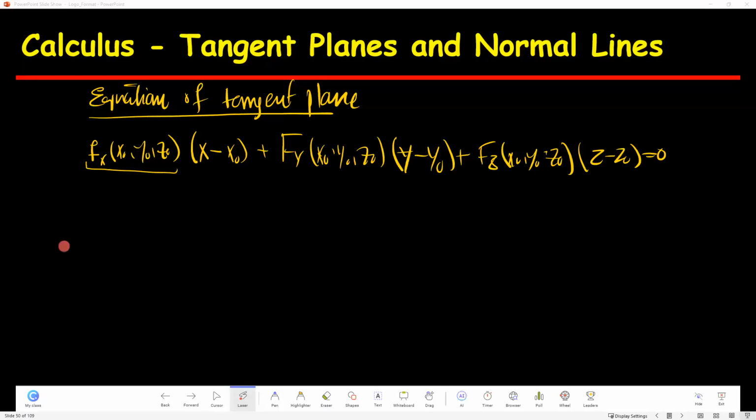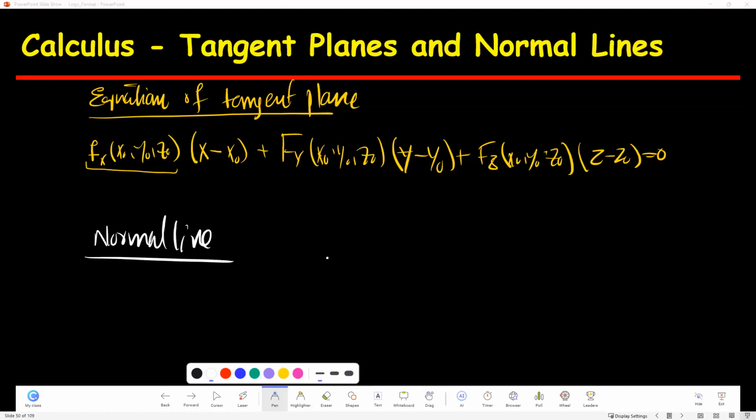And the other equation we talk about is normal lines. And what is a normal line equation? Normal line equation is nothing but, let's suppose I have a crazy kind of shape.